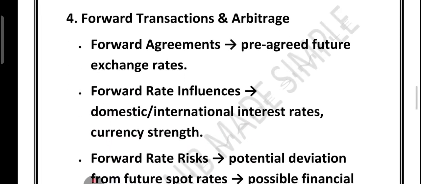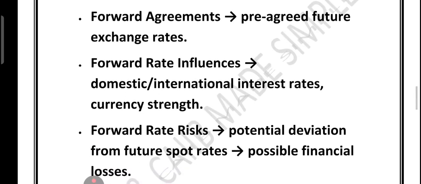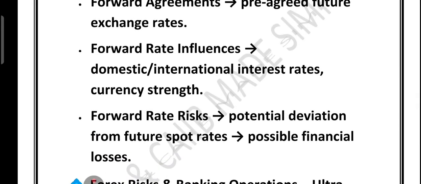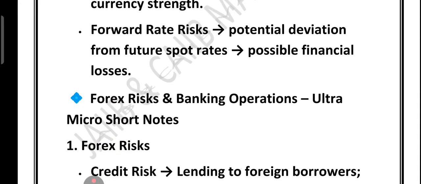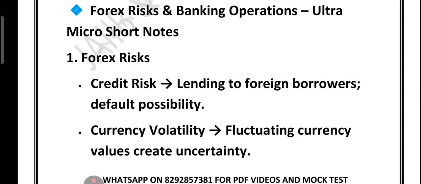If you look at forward transaction and arbitrage, forward agreements are pre-agreed rates for currency exchange in the future. Forward rates are influenced by domestic and international interest rates and currency strength, right? If you look at the risk, the forward rate may deviate from the future spot rate, causing potential financial loss. So to summarize, forex instruments like bill of exchange and spot and forward transactions help businesses manage international payment efficiently. You can see the role of forex in the case of treasury. You can see they are an inseparable part.